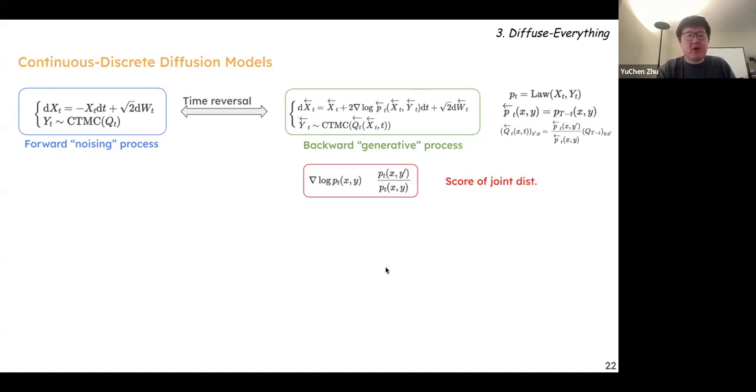To learn this backward process, we can see from the form that now, since we're working with more than one data modality, we need to learn the score of a joint distribution, which has two terms because we have two modalities. For the Euclidean one, we'll have the usual.